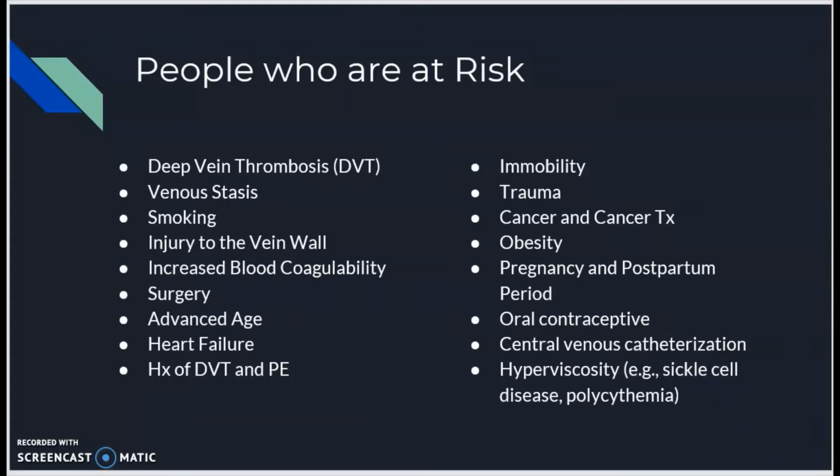Treatment can cost as much as $15,000 to $20,000 per person and often requires readmission to the hospital. The risk factors for PE include deep vein thrombosis, venous stasis, smoking, injury to the vein wall, increased blood coagulability, surgery, advanced age, heart failure, history of DVT and PE, immobility, trauma, cancer and cancer treatment, obesity, pregnancy and postpartum period, oral contraceptives, central venous catheterization and hyperviscosity, sickle cell disease and polycythemia.